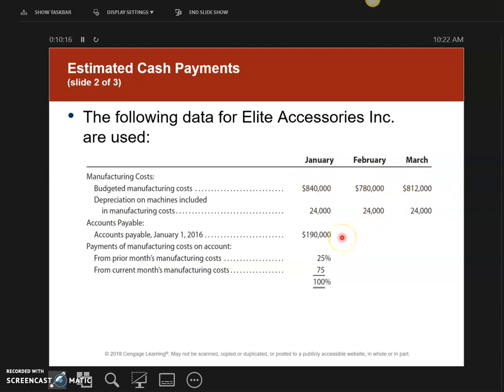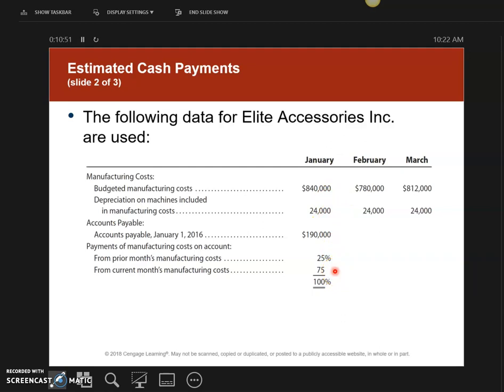My accounts payable at the beginning of the year, and how I pay my accounts payable. So whatever my manufacturing costs are, 25% is going to be paid from the previous month. What that means is in January, I will be paying 25% of December's. In February, I will be paying 25% of January's. Current month is 75%. So current month of manufacturing costs will be paid out in that month.